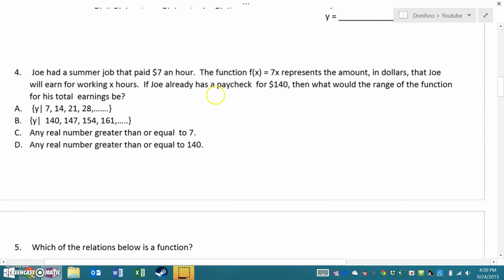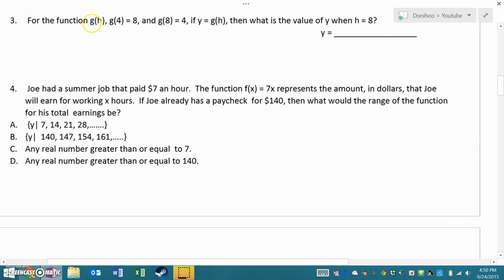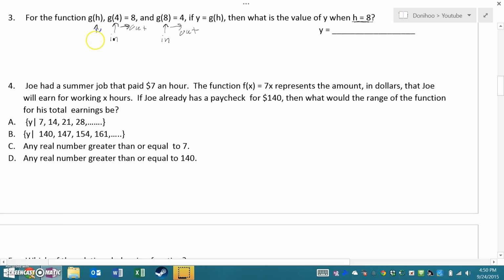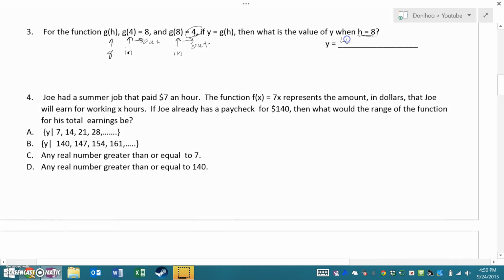Given the function g of h, if you put in a 4, you get out an 8. If you put in an 8, you get out a 4. So if h is 8, then what you get out is a 4. Y equals 4.